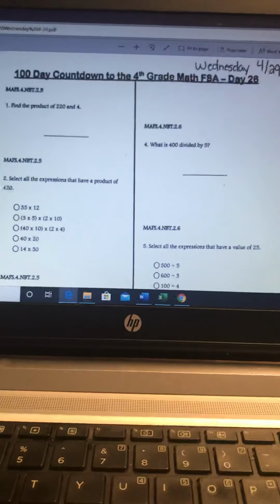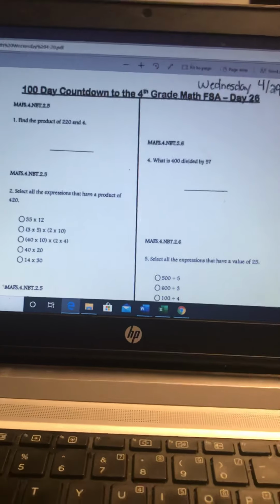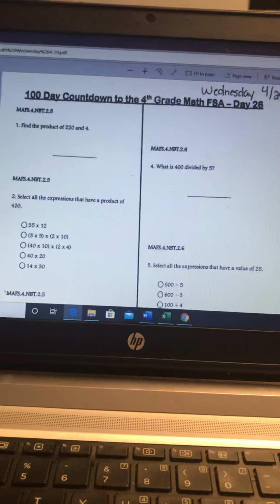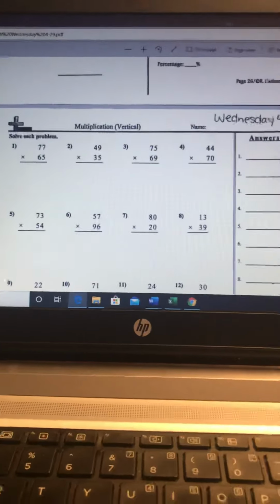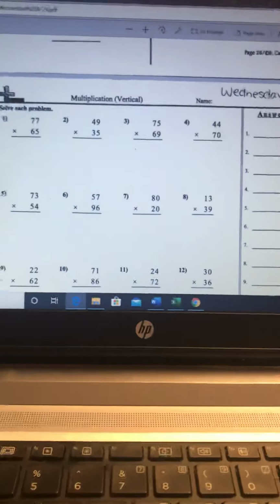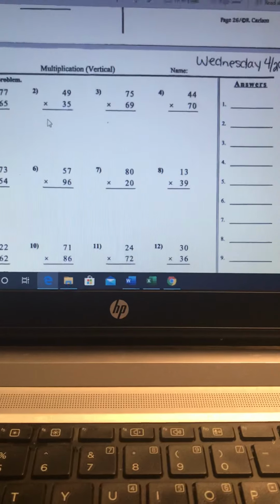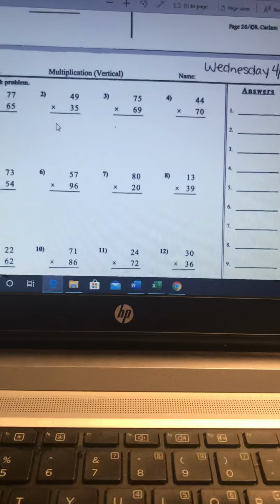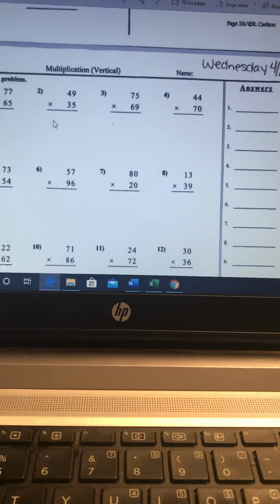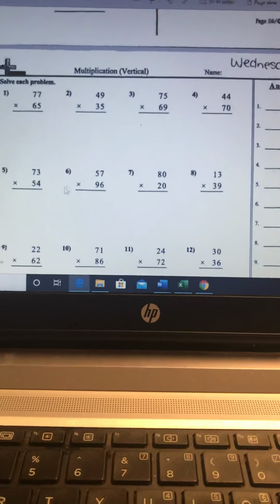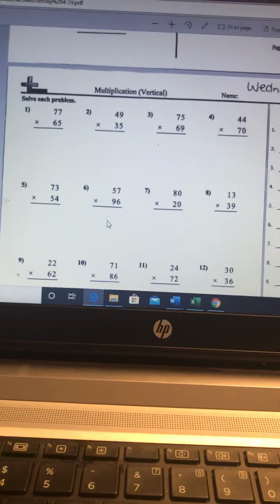Today is Wednesday, 4/29. When you open up your attachment, here's your FSA countdown page. And then when you scroll down, here's the worksheet page for the lesson for today. The lesson for today is again on multiplication. So we've done this now at least 3 times. I believe this is the 3rd time we're doing this as a lesson. So by this time around, these should be a piece of cake for you guys.